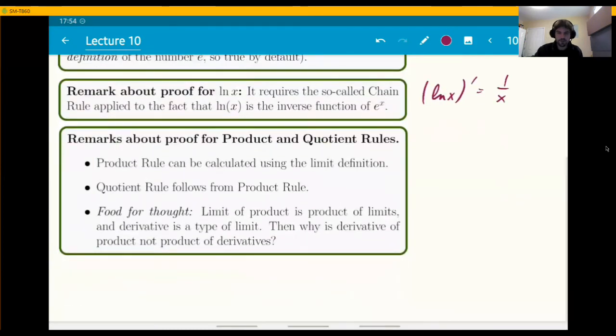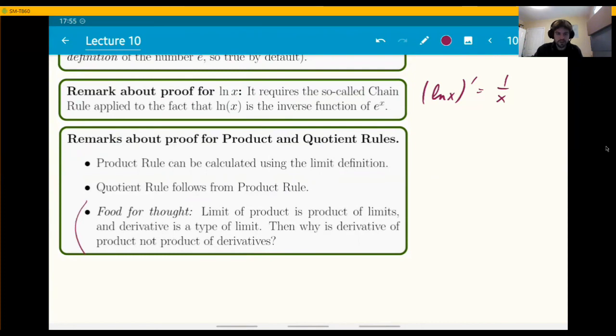For product and quotient rules, both of them follow from the definitions once again, using the definition. And then actually the quotient rule follows from the product rule. This can be found in the book if you're curious. I just actually want to leave you with this food for thought right here.